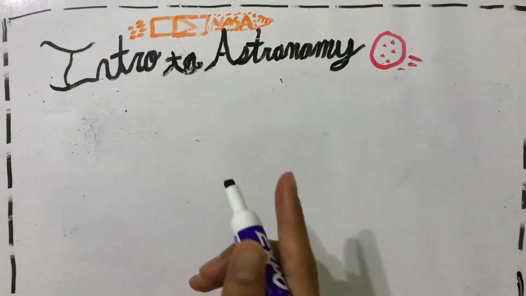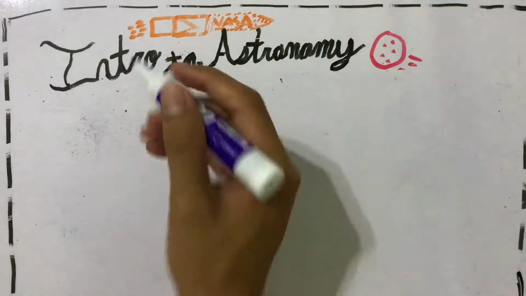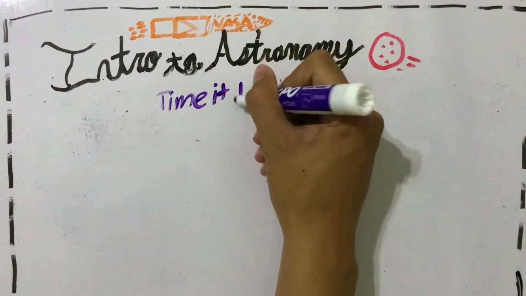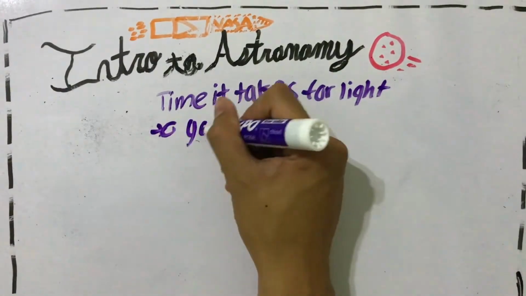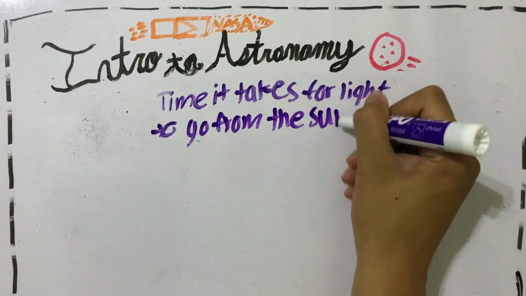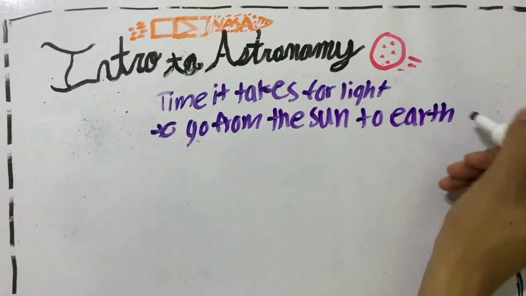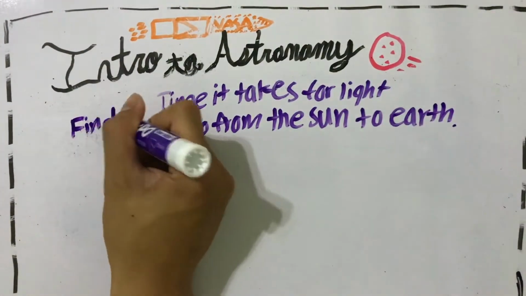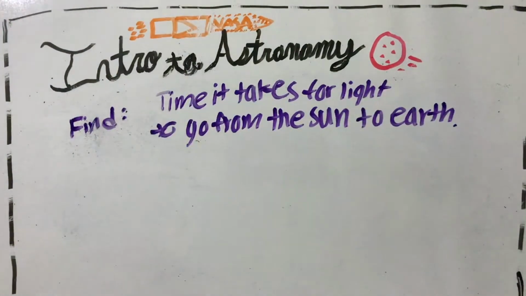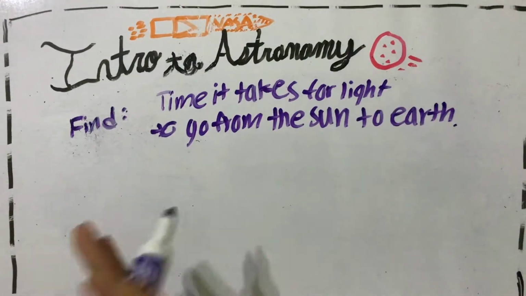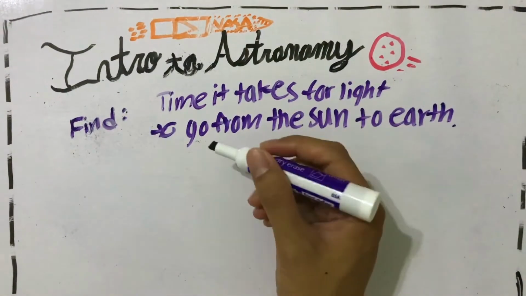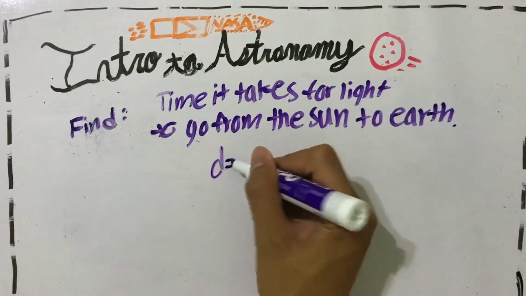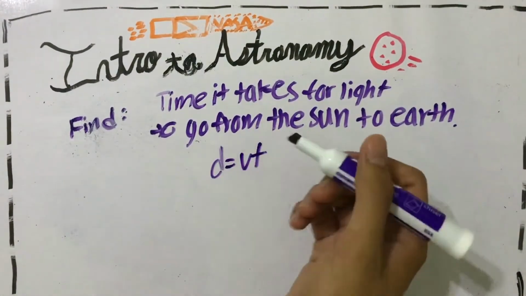Let's try to figure out the time that it takes for light to go from the Sun to Earth. So take a moment and try this on your own. We can address this problem by using an equation. This is also known as distance equals velocity times time, d equals vt.